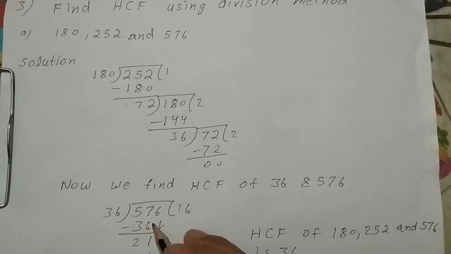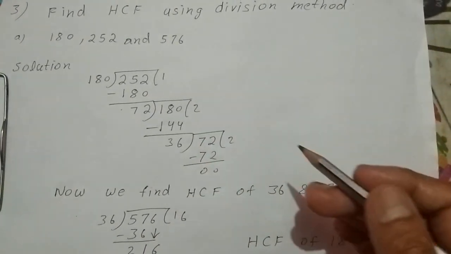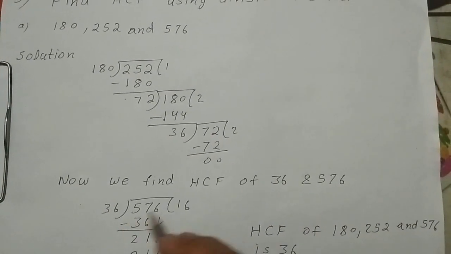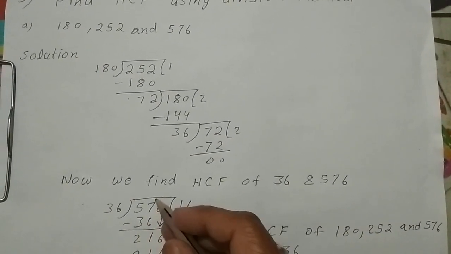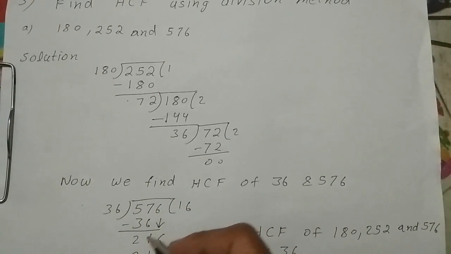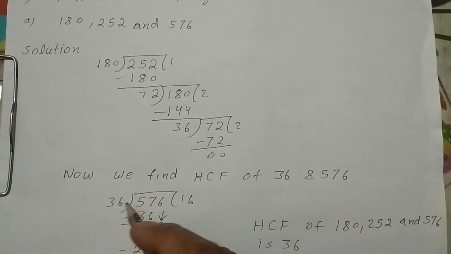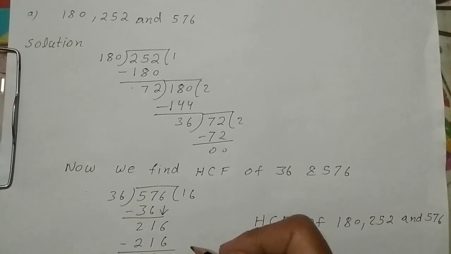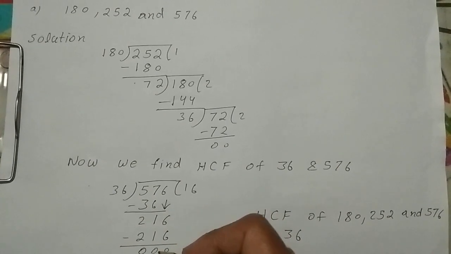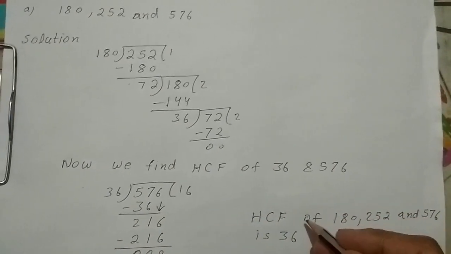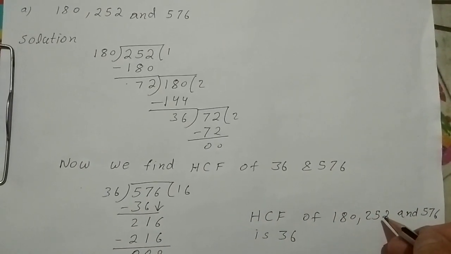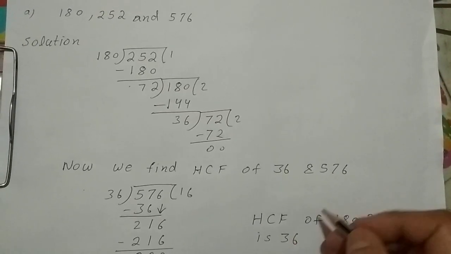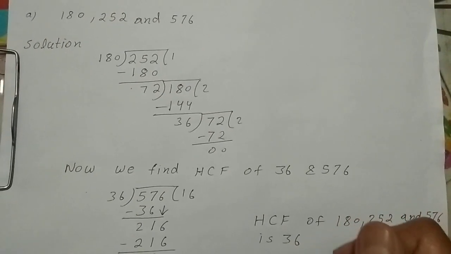Now we divide 576 by the HCF 36. 36 once is 36, remainder 21. We write 6 here. Now 36 into 6 is 216, remainder 0. So the HCF of 180, 252 and 576 is 36. This is our answer.